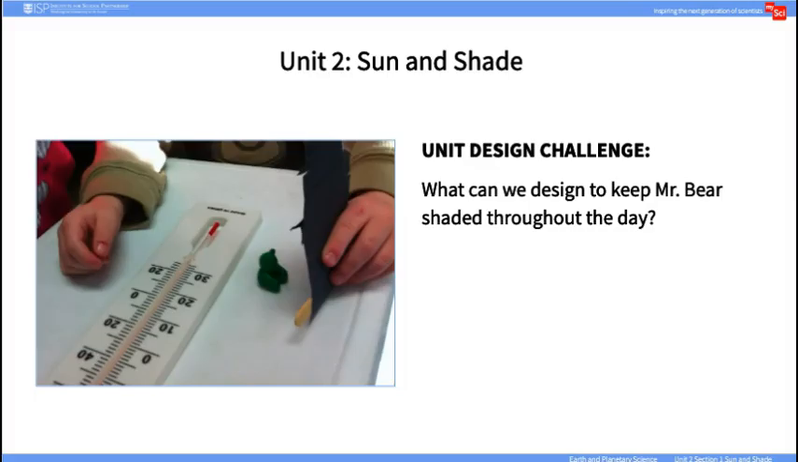During the unit, students will focus on the design challenge. What can we design to keep Mr. Bear shaded throughout the day? Later in the unit, students are going to design a structure that provides shade for Mr. Bear using their understanding of the relationship between sunlight, shade and temperature, and what causes shadows.